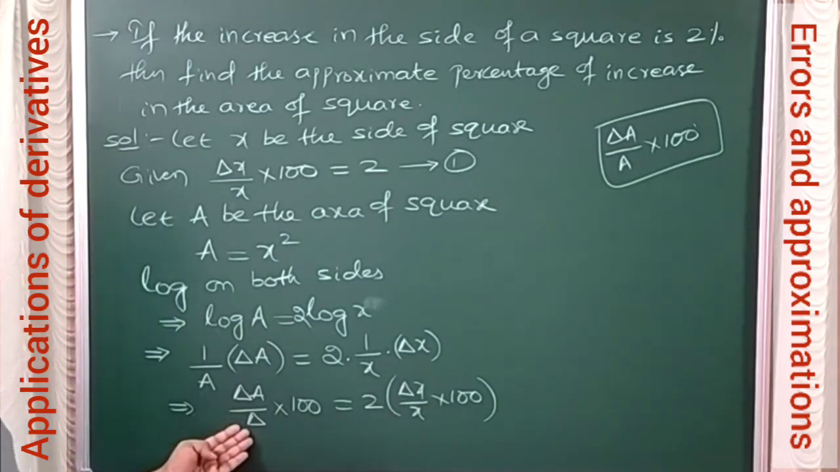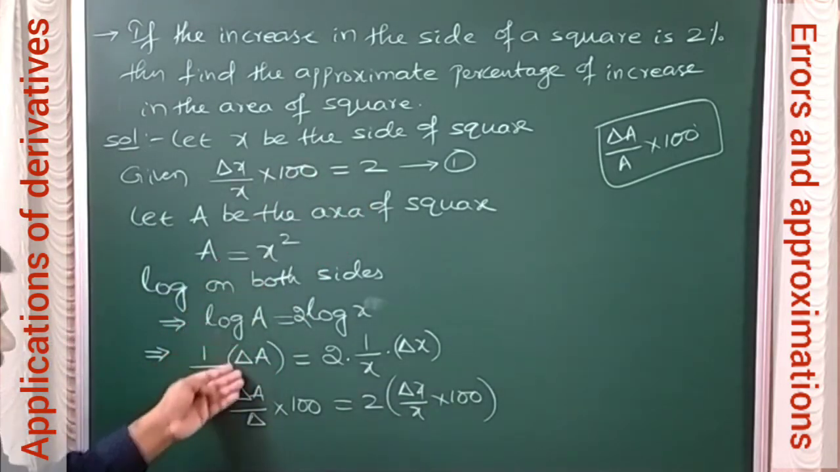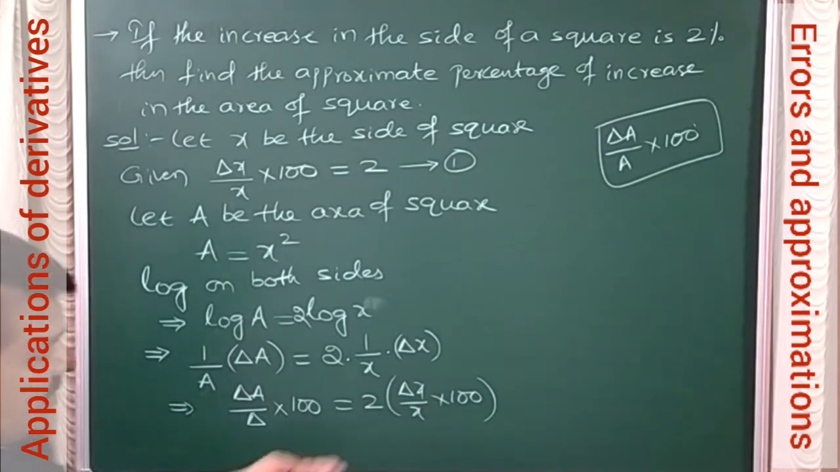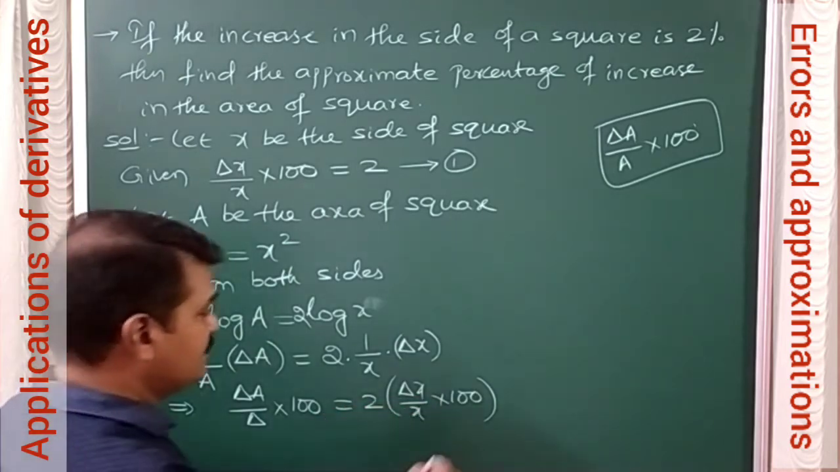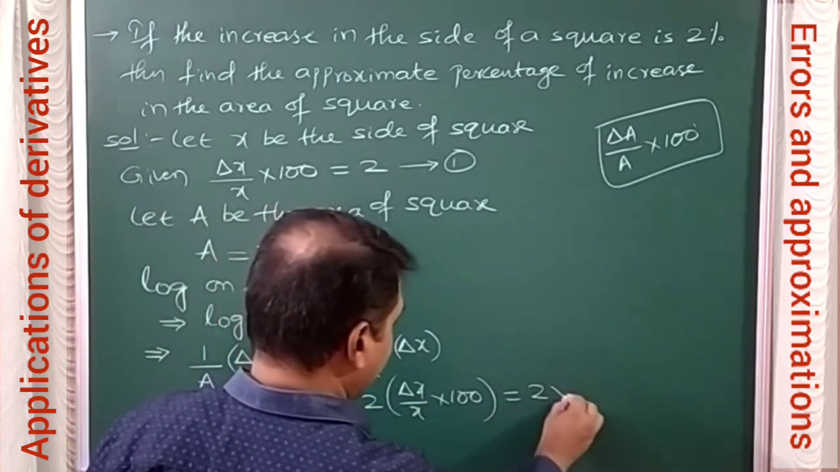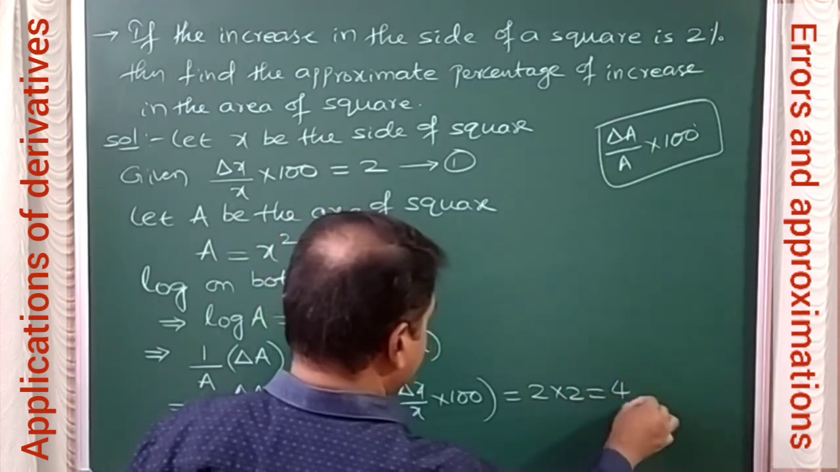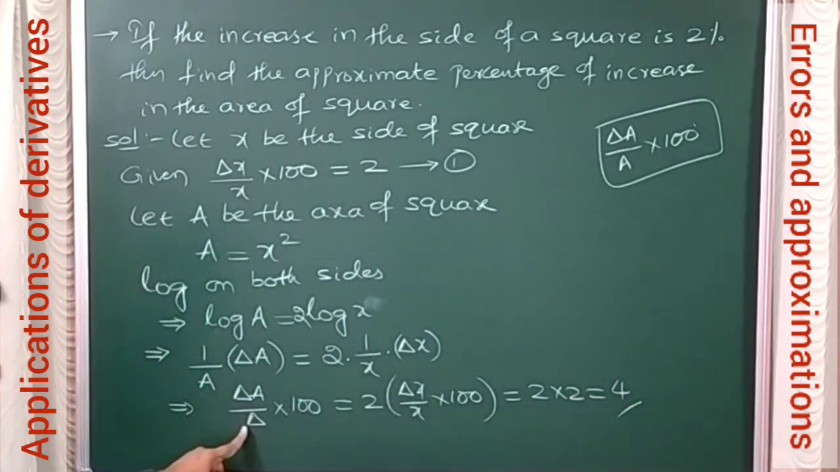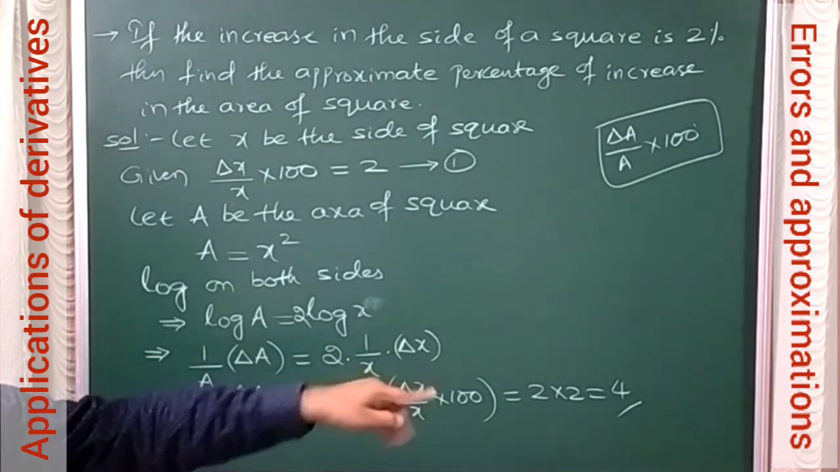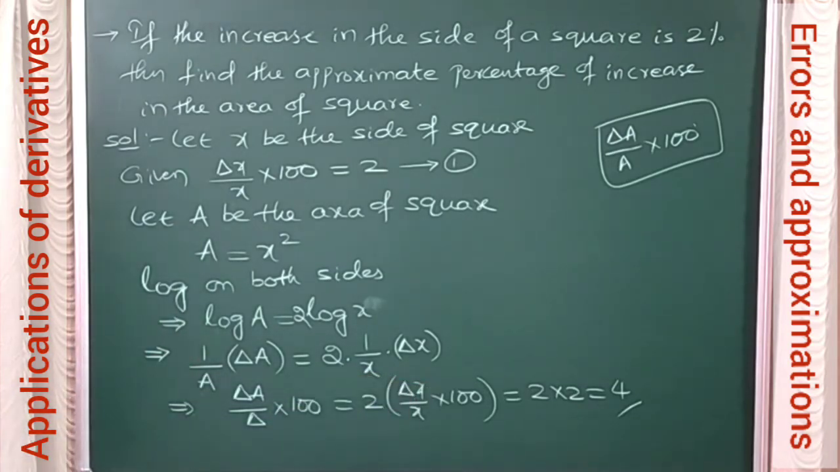Now this itself you want now. See, delta A by A into 100 is your requirement. This value you know, this is 2. So therefore this is 2 into 2, that means 4. And 4 is what? A is area, so this is the percentage increase in area. Percentage increase in area, that we got as 4.